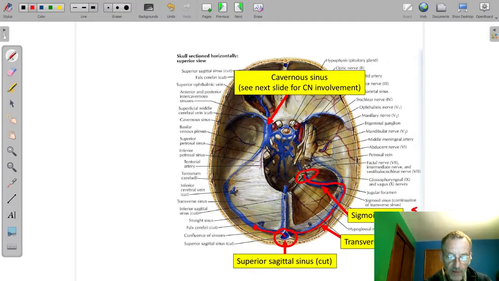One other thing that I want to point out in this slide is the cavernous sinus. So we'll take a look at this a little bit later in another couple of slides. But this is the cavernous sinus. It's on both sides, of course, but the right side has been removed, so you can see the trigeminal underneath it. Pituitary gland in the center. And these large bilateral cavernous sinuses have a number of cranial nerves that pass through them, as shown in the next slide.